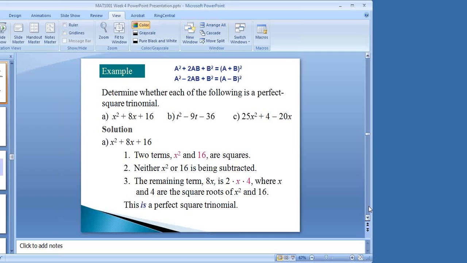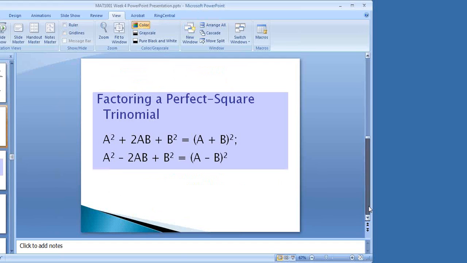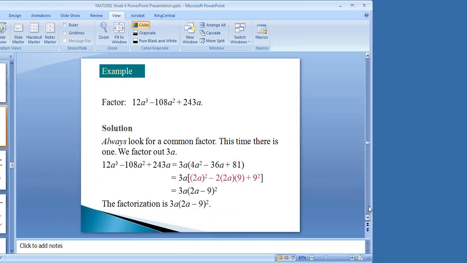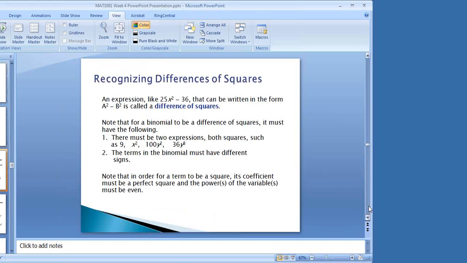And the more you practice with these factoring problems, the more you'll find that guessing is more and more accurate. Okay, more examples. So I have, this is probably the slide set with the most number of examples, I think.